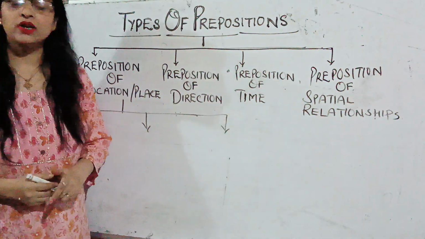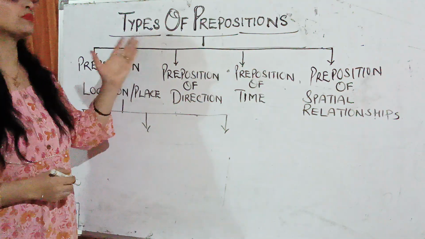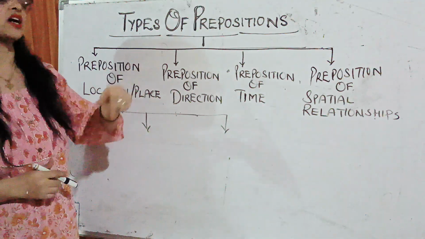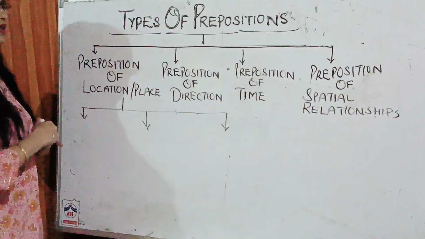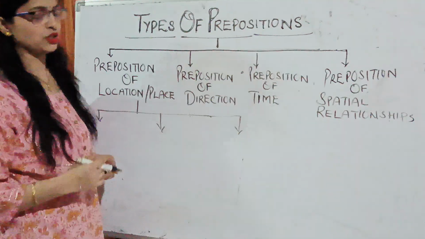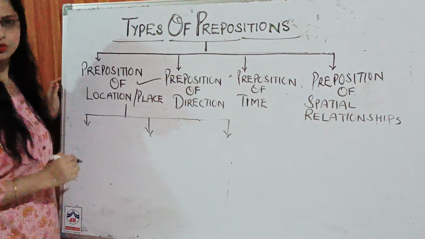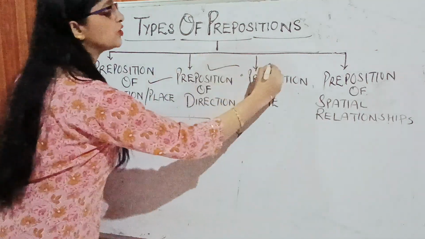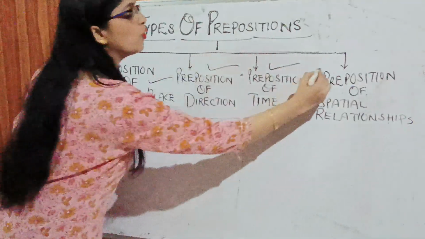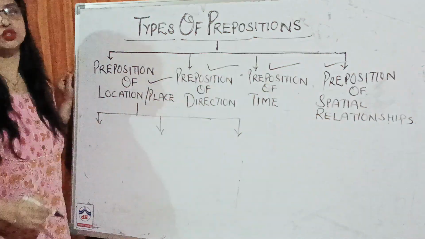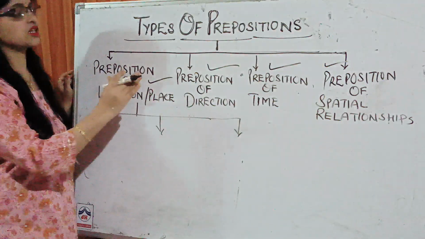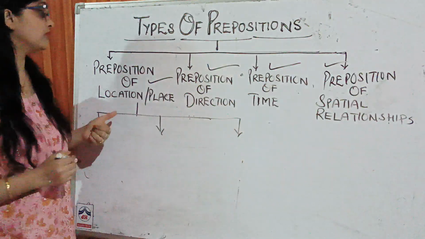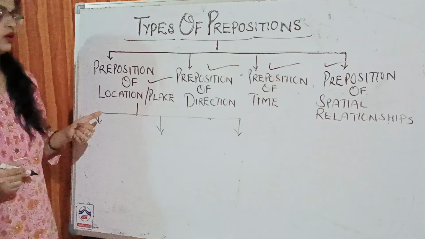As you know, in our previous class we discussed the preposition and its introduction with so many examples. So today we are going to deal with types of prepositions. There are four main types of prepositions. Number one, preposition of location or place. Number two, preposition of direction. Number three, preposition of time. And number four, preposition of separate relationships. We will deal with all these types of prepositions one by one. But in today's class, we are going to deal with only preposition of location or place.